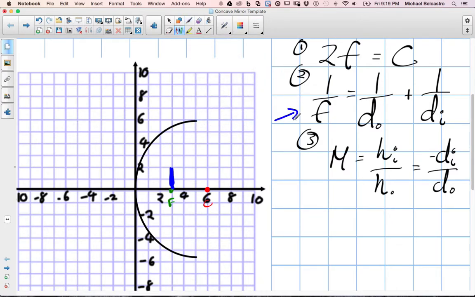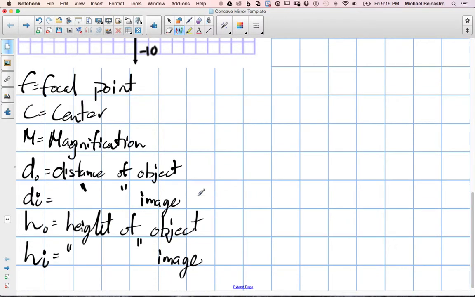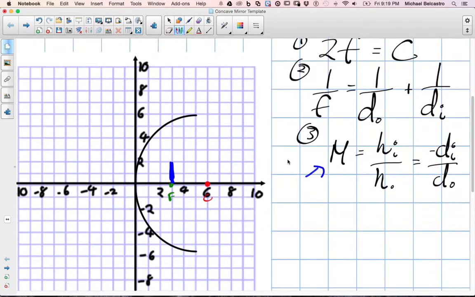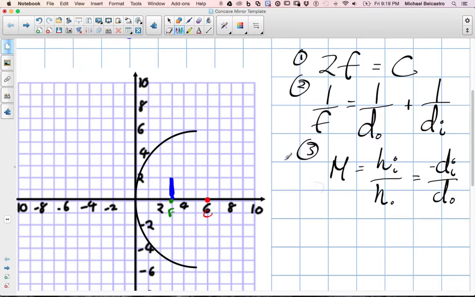Of our equations, we have our focal point, our distance of our object, distance of the image, height of the image, height of the object, and obviously the magnification. Here are our formulas for them. If you're unsure what each of those stand for, you can pause here and just go through each of them.